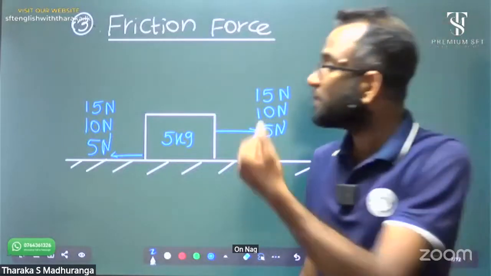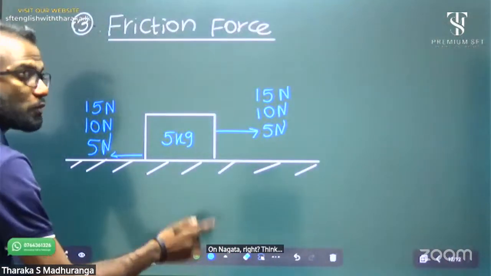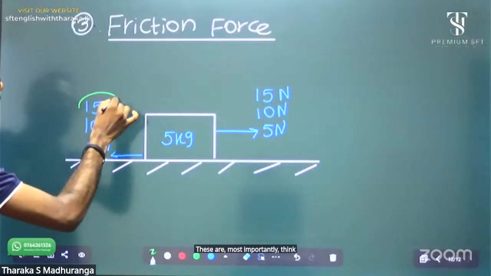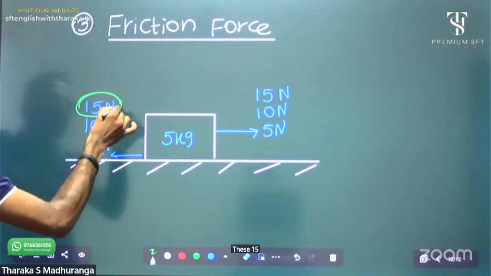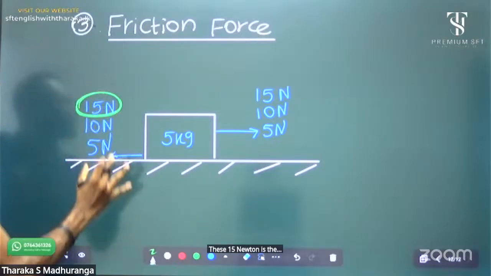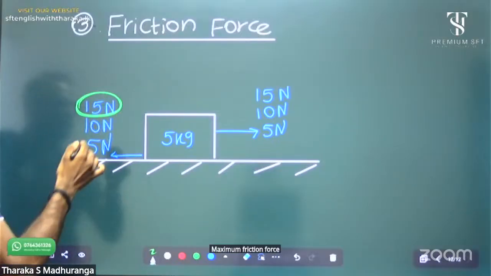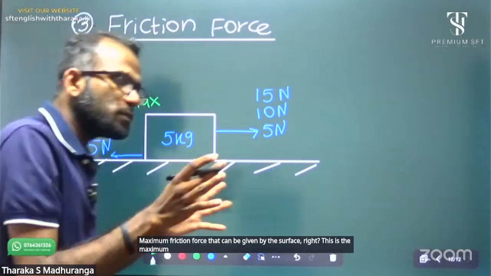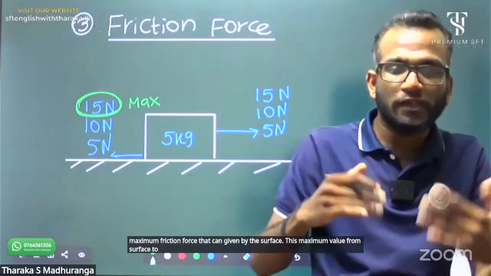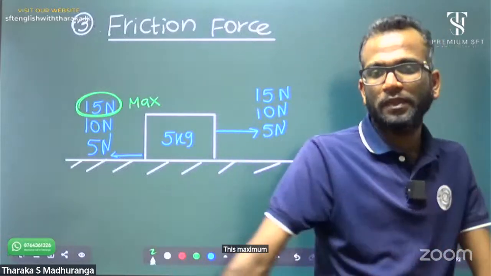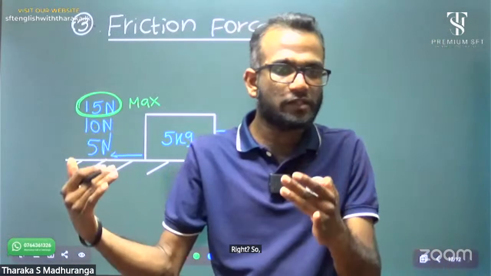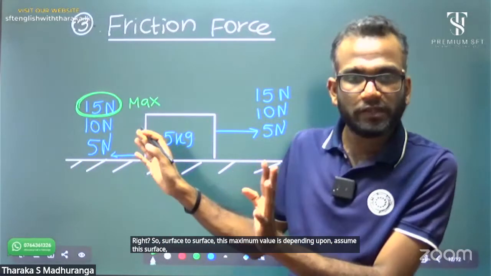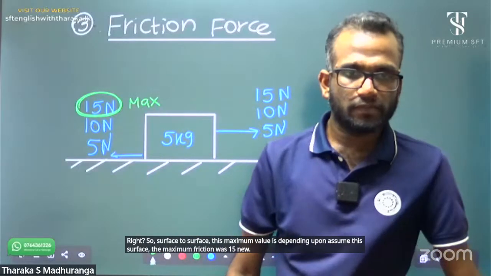Think, this is the most important thing. This 15 Newton is the maximum friction force that can be given by the surface, right? This is the maximum friction force that can be given by the surface. This maximum value depends on the surface, surface to surface. Let's assume this surface's maximum friction force is 15 Newton, right?